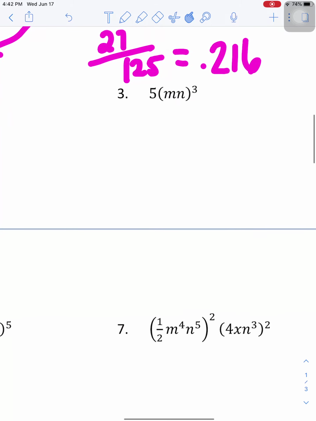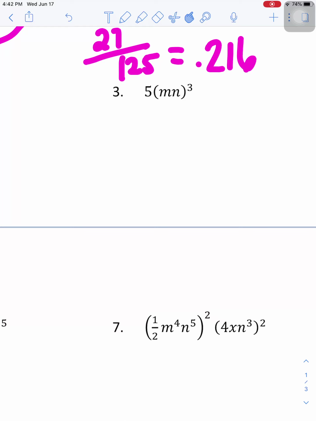All right, let's take a look at number 3. Number 3, you have 5 times the quantity of mn to the 3rd power. Now think about what is actually being raised to the 3rd power. Is the 5 included in that? Now, hopefully you're recognizing that 5 is not in the parentheses.